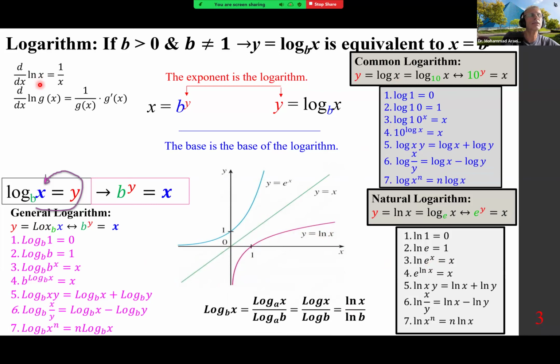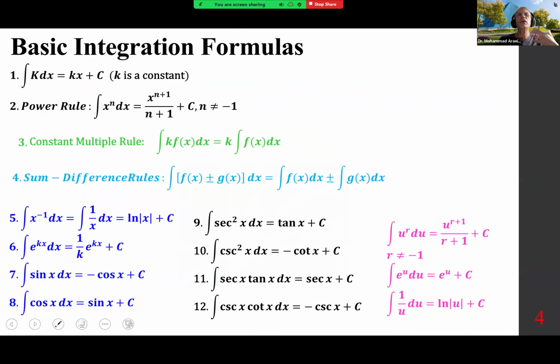The derivative of ln x, just flip it over, 1 over x. The derivative of ln g of x, again, you flip it over, by the chain rule times g prime. If the base is something other than e, then you also tag along 1 over ln b because of the change of base formula. And then the reverse process of differentiation would be integration. So, for example, the integral of k dx gives you kx plus c. Knowing that the derivative of tangent is secant squared, the integral of secant squared x dx is tan x, just as an example.